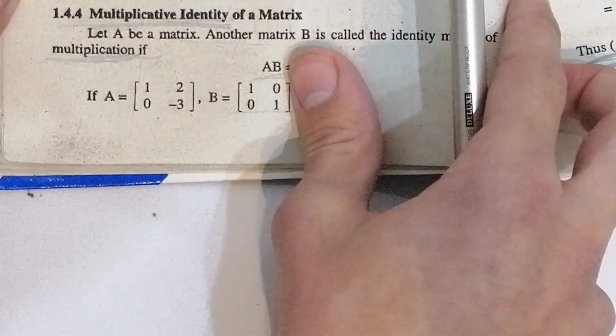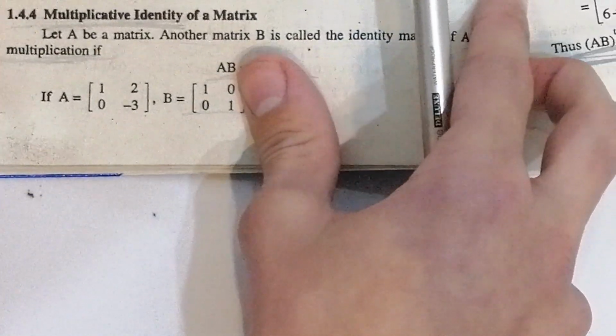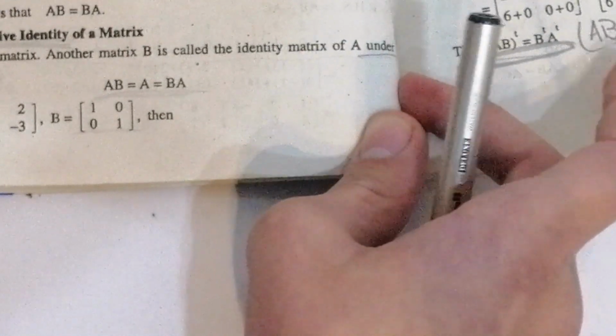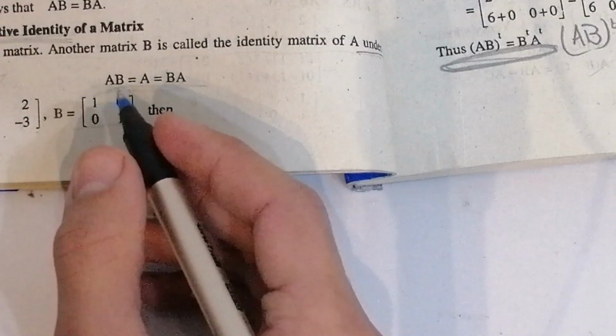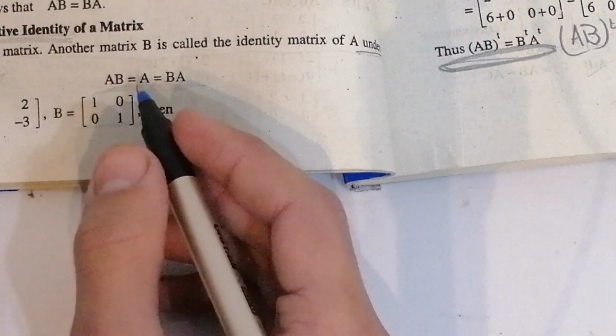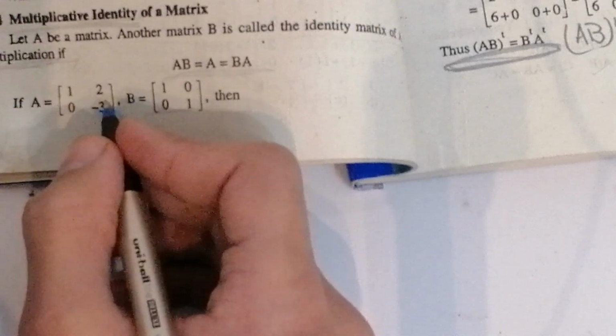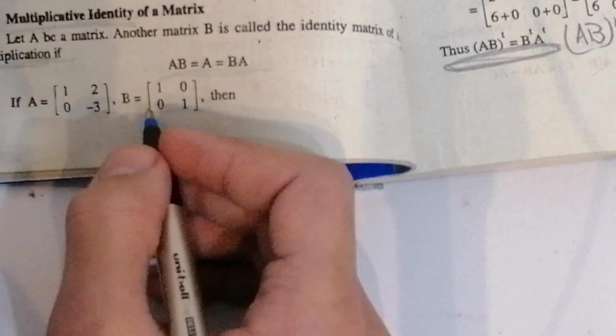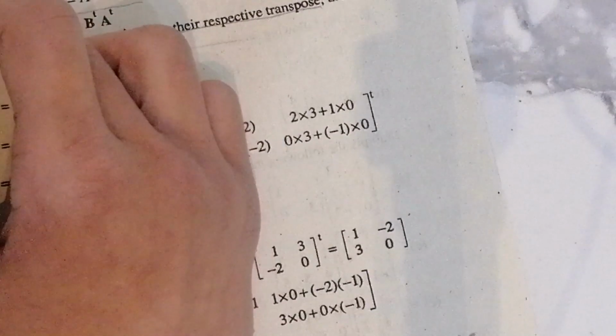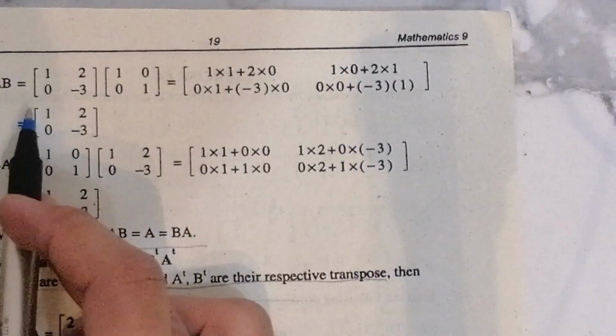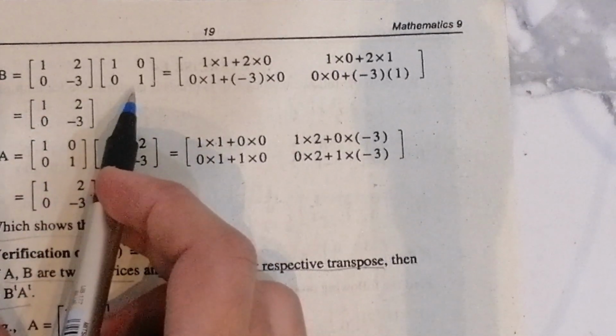What is the multiplicative identity of a matrix? If A is a matrix, another matrix B is called the identity matrix of A under multiplication if AB, which is A multiplied by B, is equal to A, which is equal to B multiplied by A. Okay, if A is equal to 1 2 0 minus 3, and B is equal to 1 0 0 1, then AB is this.